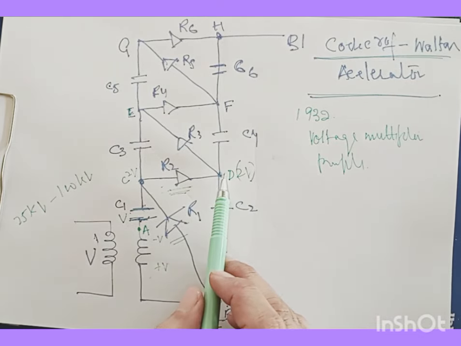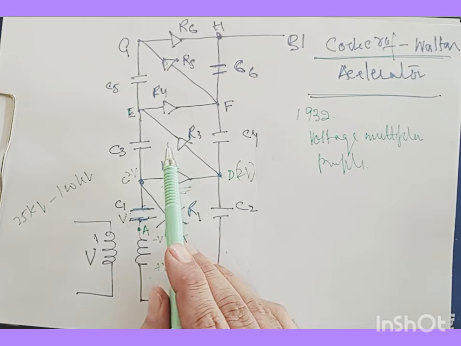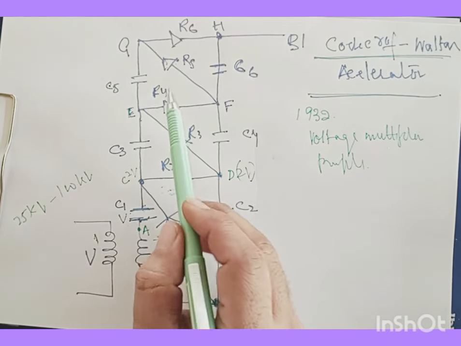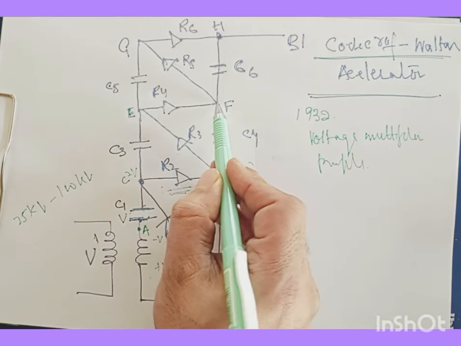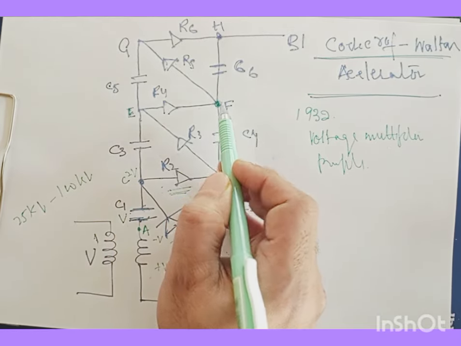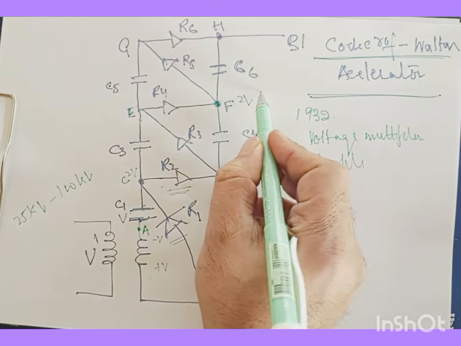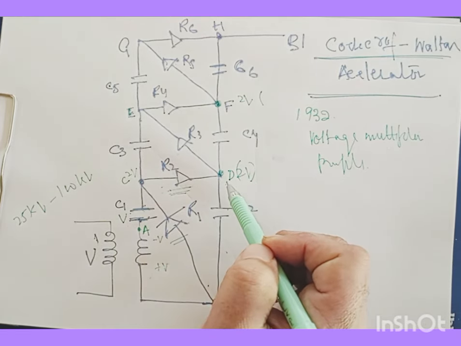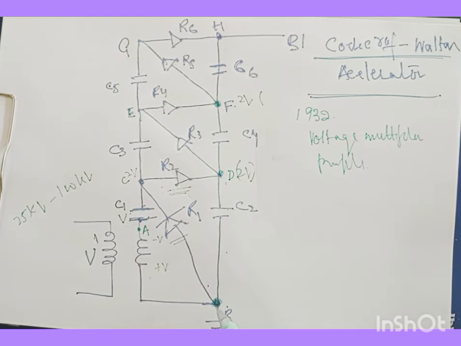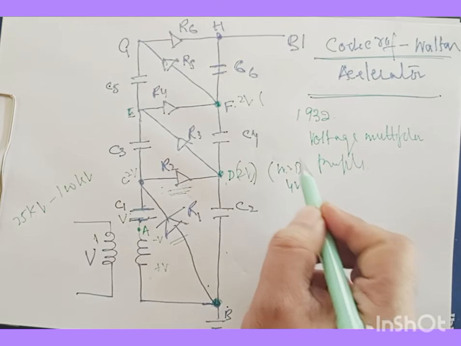Now, if the condensers C3 and C4 are added through the rectifiers R3 and R4, the potential that will finally appear at F is 2V with respect to D. With respect to B, it is 4V.